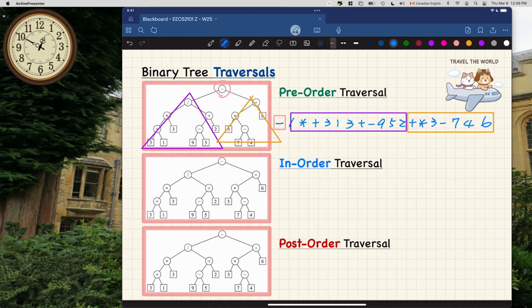Maybe you can do faster than me in the written test. I'm pretty sure. 3, 1 plus 3 multiply. 9, 5. Okay, sorry about that. 9, 5 minus 2 plus divide. I'm done with the left subtree. And then 3, 7, 4 minus multiply. 6 plus minus. Okay? So you can think about minus as really this guy over here.